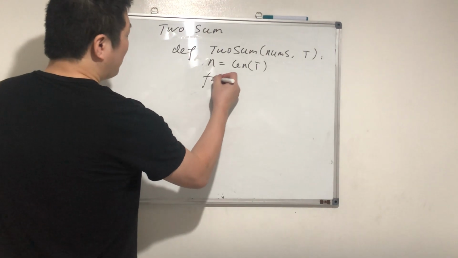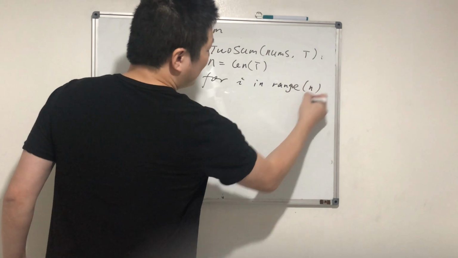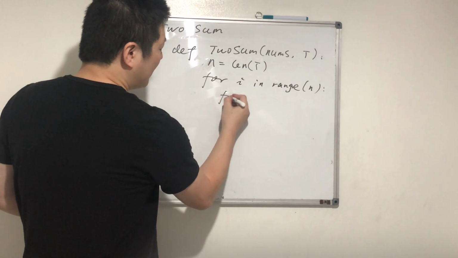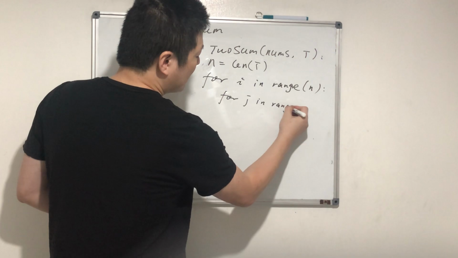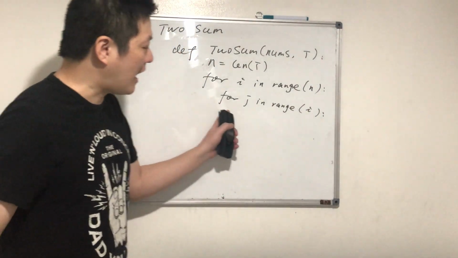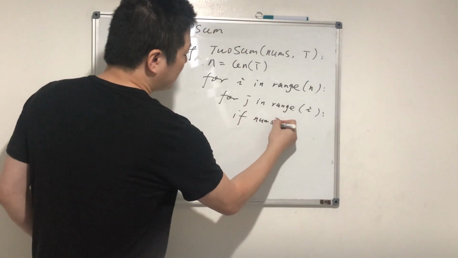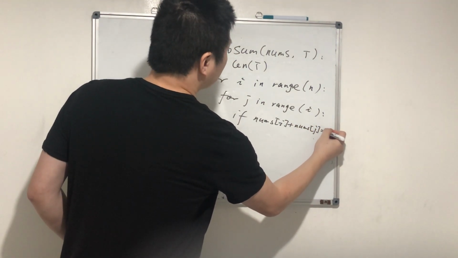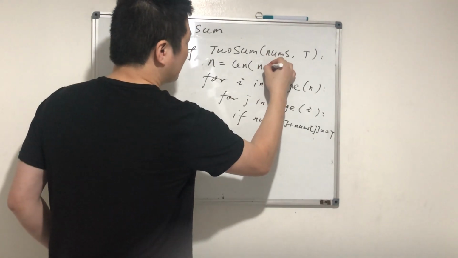Okay, so look. For i in range n, so up to n, right? This is brute forcing, look. And then for another loop, for j in range, let's just start it from i, up to i, right? Look, if nums[i] plus nums[j] equals target. Actually, that's not T, that's target, okay?